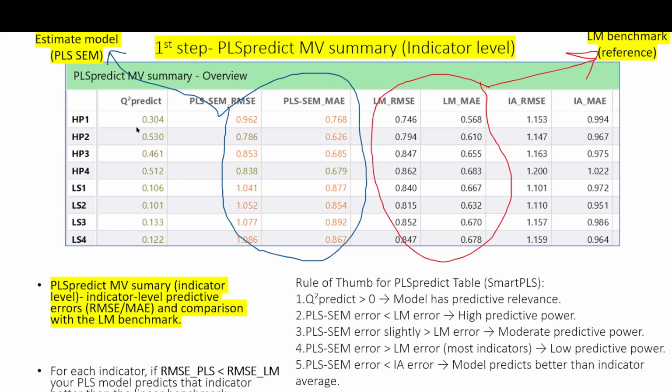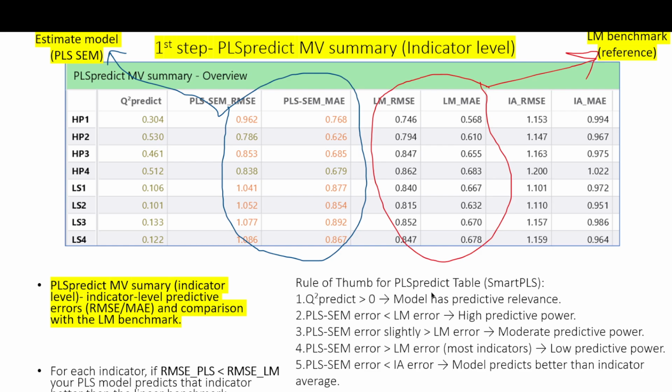In this table, certain columns are there. First represents Q square predict values. Second, PLS-SEM RMSE, PLS-SEM MAE. These two columns represent the estimated model, our PLS-SEM model, and the next two columns, LM RMSE and LM MAE, represent the LM benchmark reference model, and then IA RMSE and IA MAE. These are the two last columns.